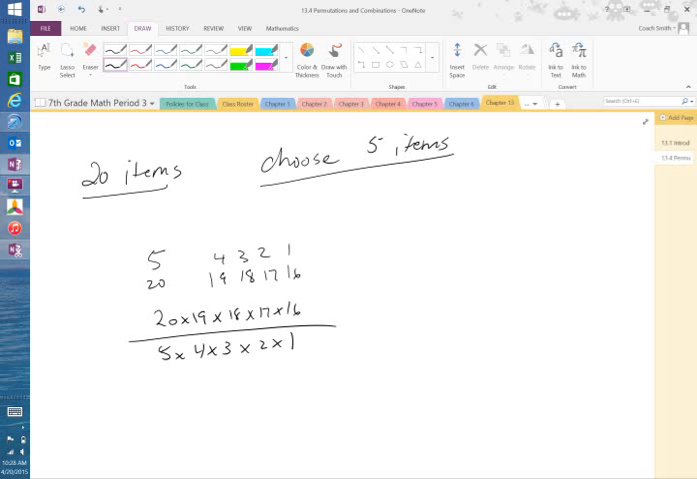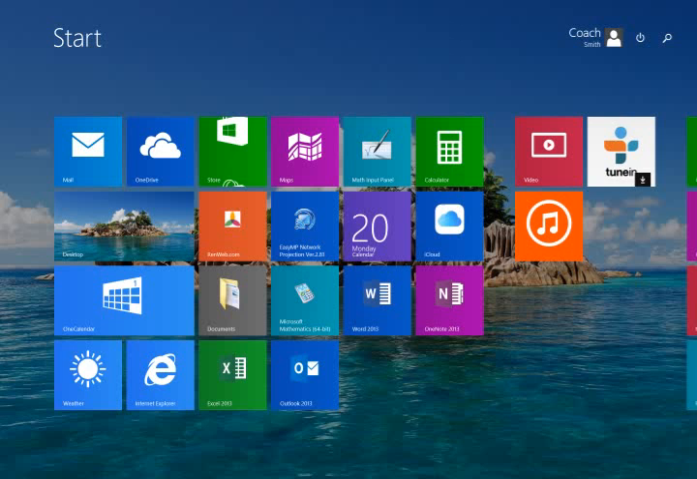Let's look at some actual examples out of the book. When you do this, 20 times 19 times 18 times 17 times 16, then you have 5 times 4, 20 times 3 would be 60, times 2 would be 120. So you would take 120 on the bottom, and let me do this real quick here.